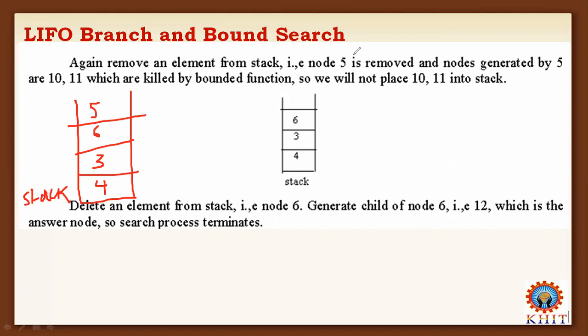Next, again, you need to remove node 5. If you remove node 5, what will happen? We'll see. If you remove node 5, the output is to be in this way. And again, delete node 6. If you remove node 6, what will happen? Only 3, 4 remain. Node 6 generates the state 6, 12, and there is the answer node. So you will get the answer node.